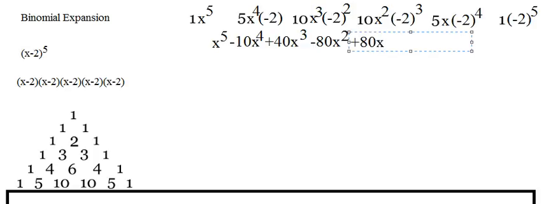And then lastly I just have negative 2 to the fifth, which is 2, 4, 8, 16, 32. But it's negative because it's an odd power. Minus 32. And that is my answer. And it took me a bit of time, but it would have taken me much longer to do this.